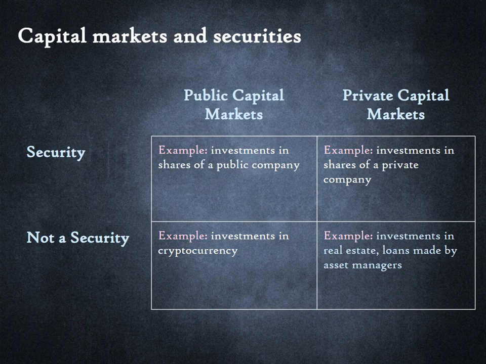We can synthesize our learnings on securities with those on public and private markets in two dimensions. One dimension is whether the financial asset is traded in public or private capital markets. The second dimension is its regulatory designation as a security. The matrix lays out the four possible combinations.